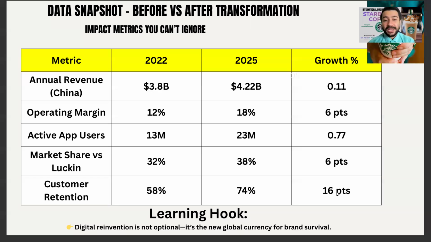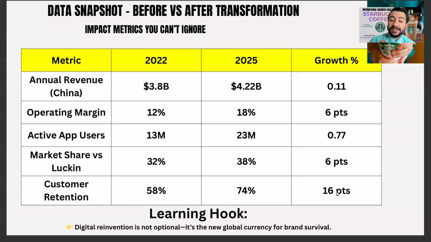So every number here proves one principle. What does it prove? When strategy aligns with the local customers' behavior, growth is automatic. Once again, when strategy aligns with local customers' behavior, growth is automatic. Starbucks regained its power not by copying Luckin, but by digitalizing its premium model too. That is very important to remember.